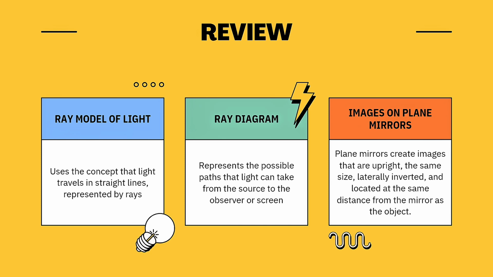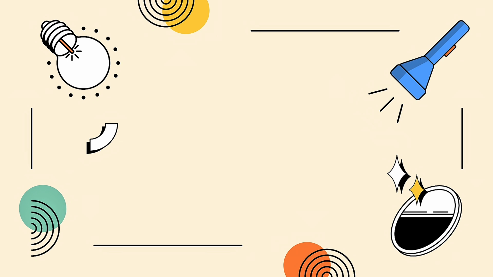A ray diagram shows the path of light rays. Plane mirrors follow the law of reflection, where the angle of incidence equals the angle of reflection. The image formed by a plane mirror is upright behind the mirror. A pinhole camera forms an inverted image because light rays travel in straight lines and cross at the pinhole. And that is the complete explanation of the ray model of light in the pinhole camera.